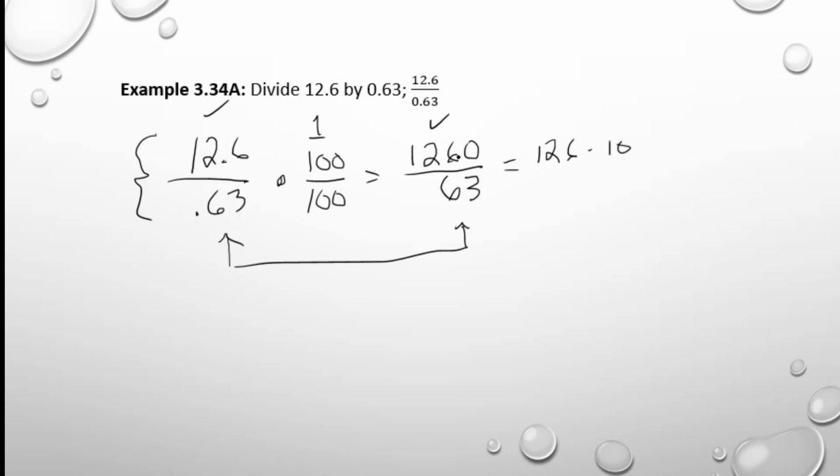So I'm going to split this. I see I have a 0 here, so that's a 10. So 1260 is the same as 126 times 10, and 63 is just 63. 126 divided by 63 is just 2, right? And 2 times 10 would be 20.